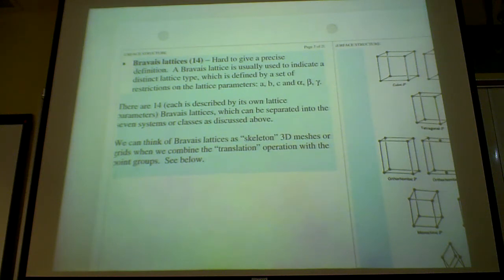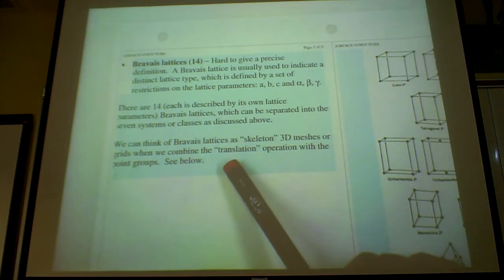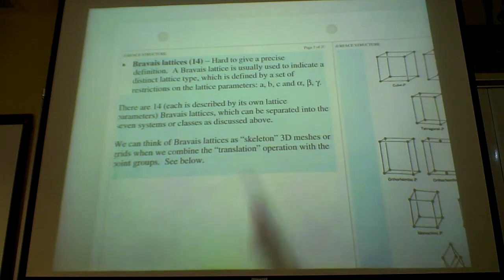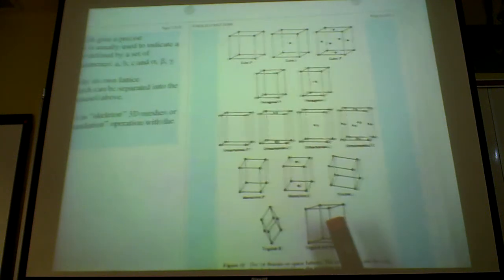These 14 separate into 7 classes, just like what we had before. We can think of these as a skeleton 3D mesh or grid that, when we combine it with a translation symmetry, just moving one lattice to periodic spacing, you generate an entire crystal. So Bravais lattice plus translation will give you the entire crystal that you got. We think of Bravais lattice like this.